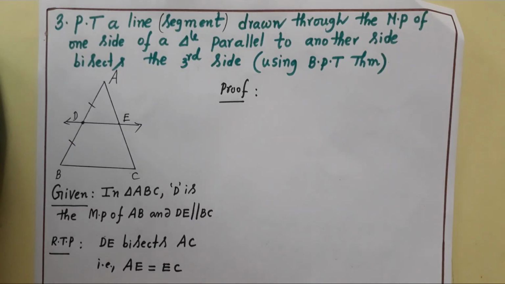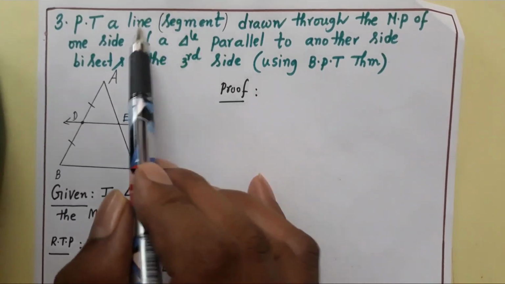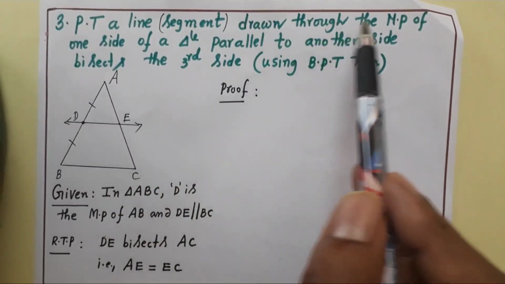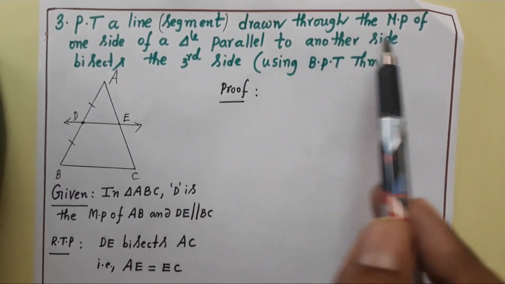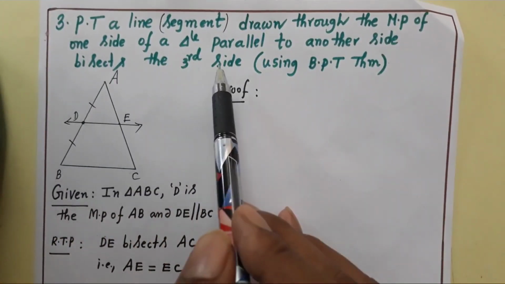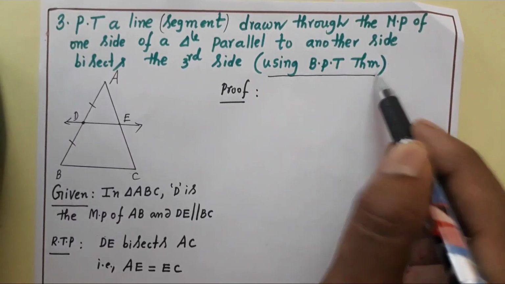Coming to the very important rider: prove that a line segment or line drawn through the midpoint of one side of a triangle parallel to another side bisects the third side. This we have to prove using BPT theorem.